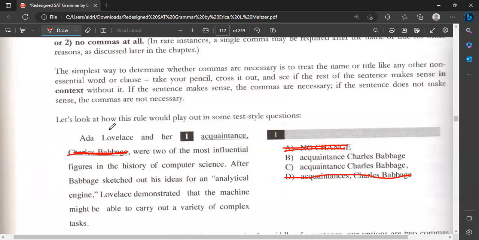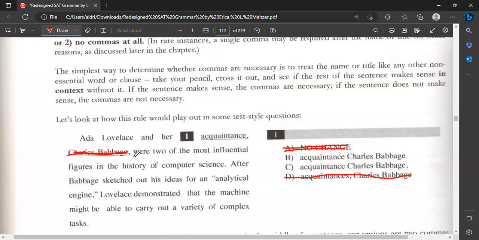If we say Ada Lovelace and her acquaintance, and then we cross out this part where two, this just implies that she only had one acquaintance. Can you guys see that? Yes, sir. Okay, thank you. That's literally what I needed you guys to see. So C is actually wrong just because of the placement of the comma.